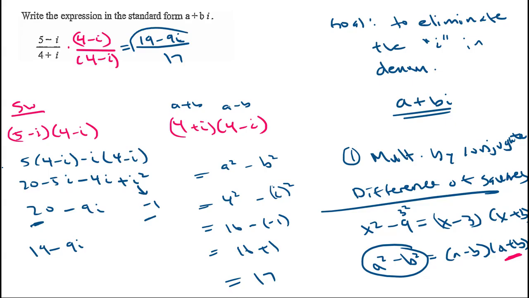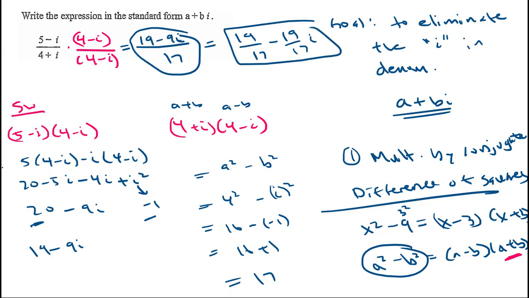So you can leave your answer like this, or you can rewrite it as 19 over 17 minus 9 over 17i. It doesn't matter to me.